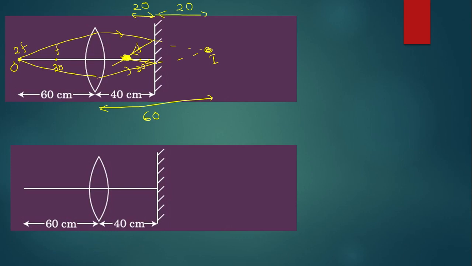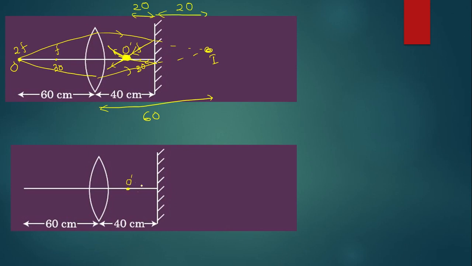But is this the final image? No, this is not the final image, because the rays of light will further go like this and these lights will refract from the lens. So at this point, although we will get one real image, this real image will now act as the second object for this particular lens. I will do this calculation here.